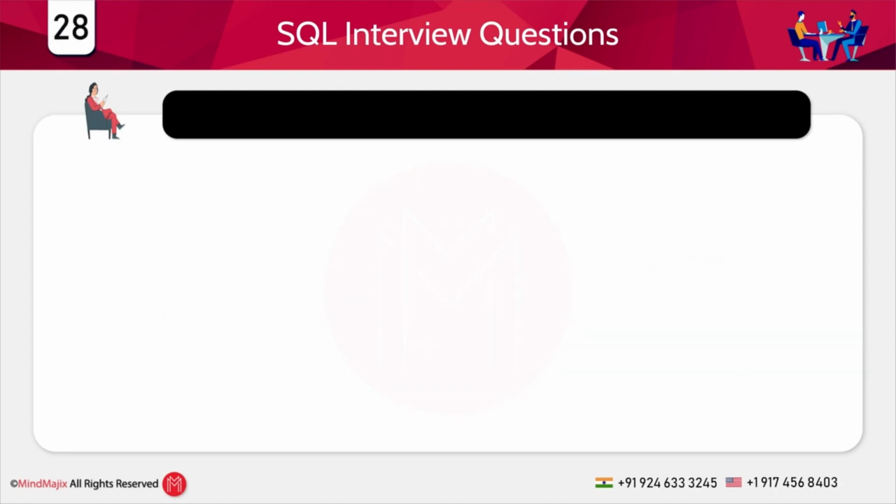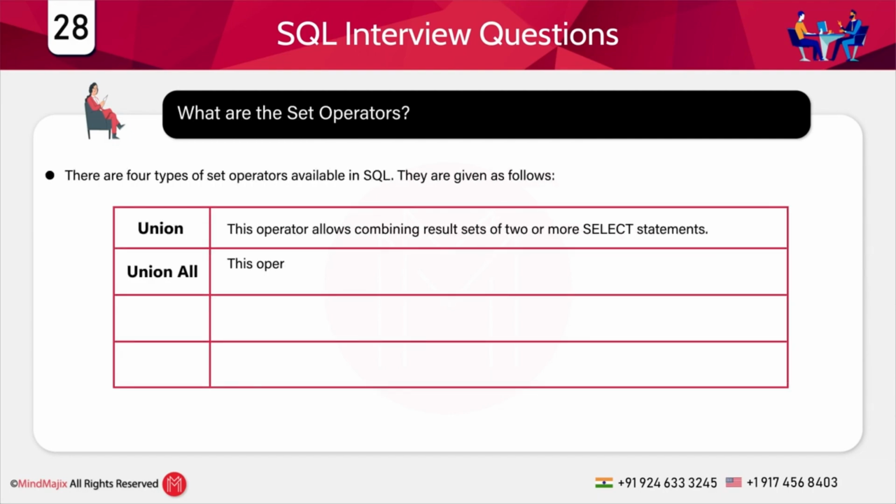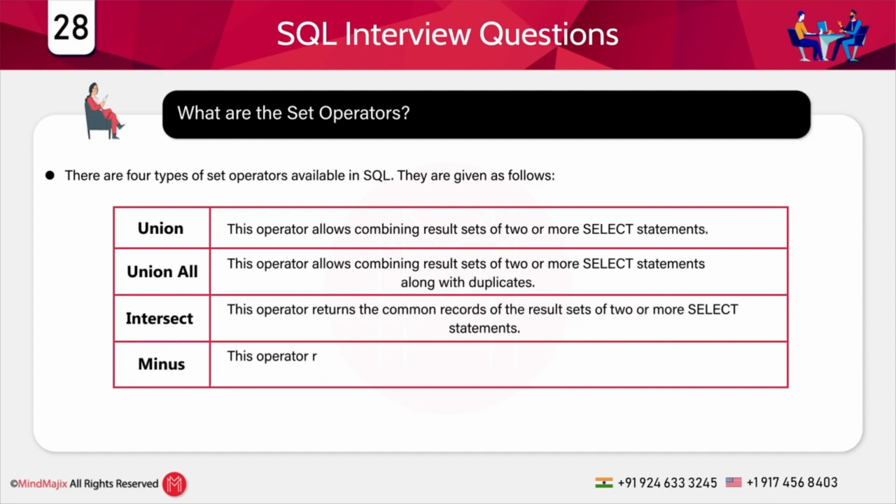The next question over here is, what are the set operators? As you can see on the screen, these are the various types of set operators. The first one over here is the union. This operator allows combining result sets of 2 or more select statements. After that, you have the union all. This operator allows combining the result sets of 2 or more select statements along with the duplicate values.